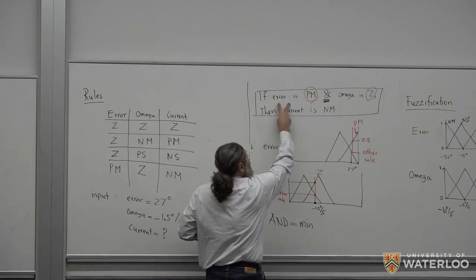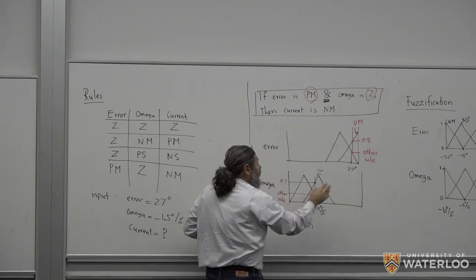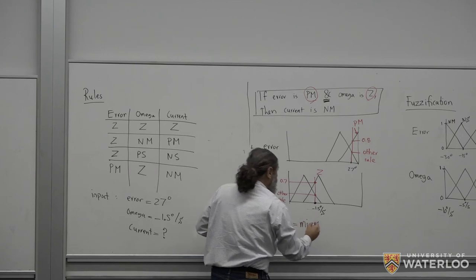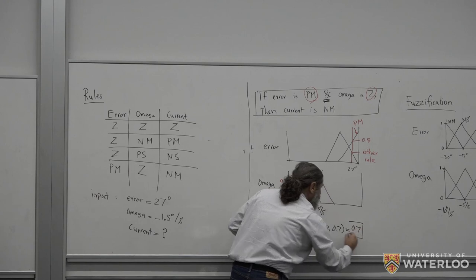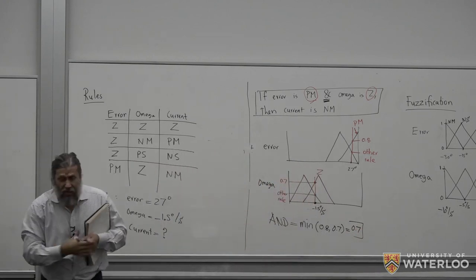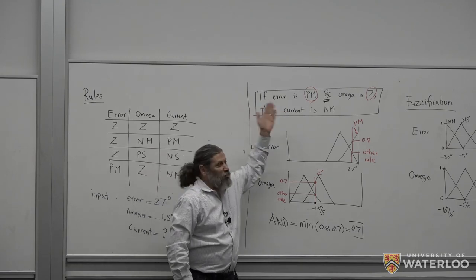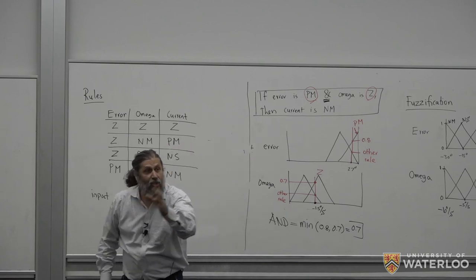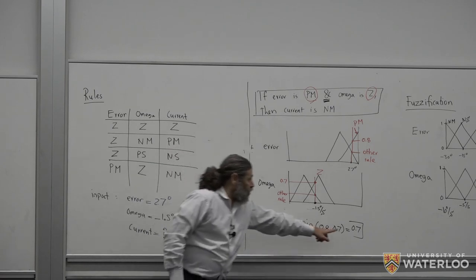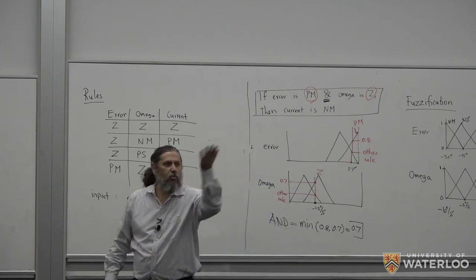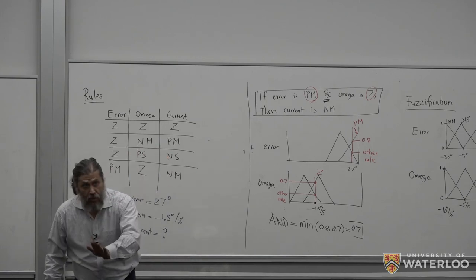So if error is positive small and omega is zero, that is about the minimum of 0.8 and 0.7, which is 0.7. Which means, modus ponens, the observation that error is positive small and omega is zero is not just true or false; in fuzzy logic, it is true to 70%, to a degree of 0.7. It is not 100% true, and not 100% wrong.